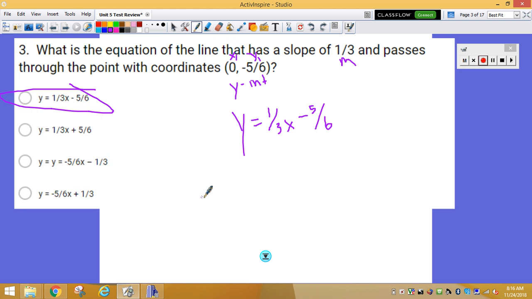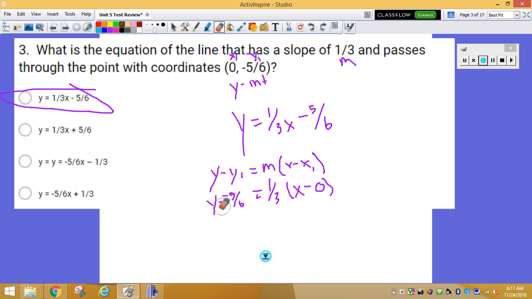Also, if that didn't make any sense, you could always go back to the y minus y1 equals m times x minus x1 and plug in 1/3 for m. Your x1 was 0. Your y1 was -5/6. And again, this minus negative would change to a plus. And you'd solve it out. And we would get the same answer, this 1/3 x minus 5/6.